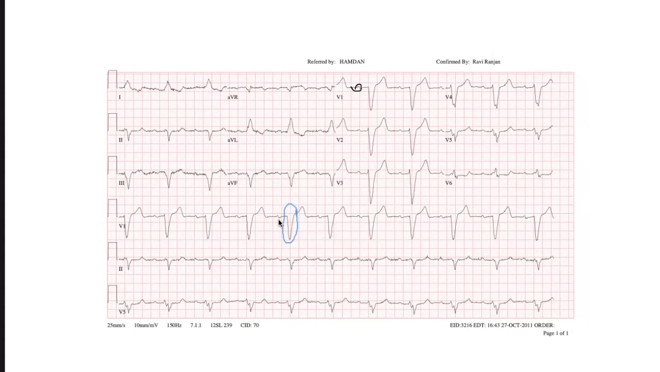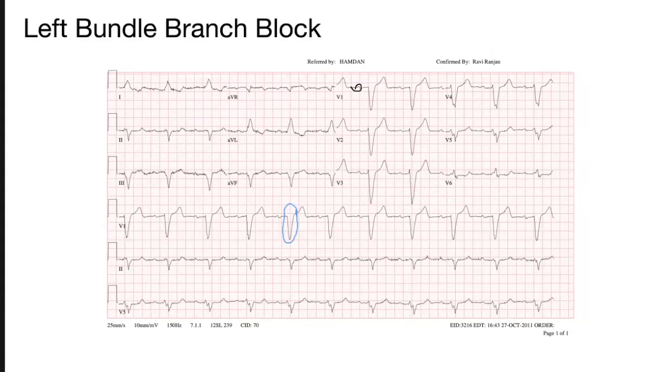So which lead do we look at if we want to make it nice and simple? V1. Okay, is it positive or negative? Negative. So is it left or right? Left. Does that make sense to everybody? Someone describe it physically, like what's happening, what's the wavefront doing? So the later wave is going away from V1.